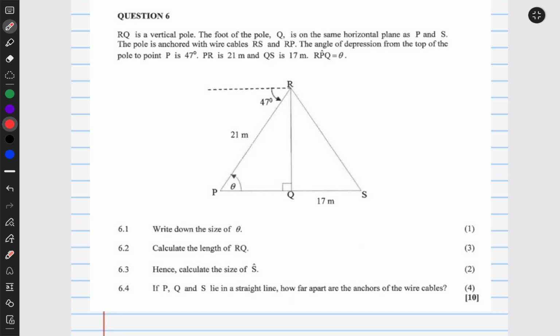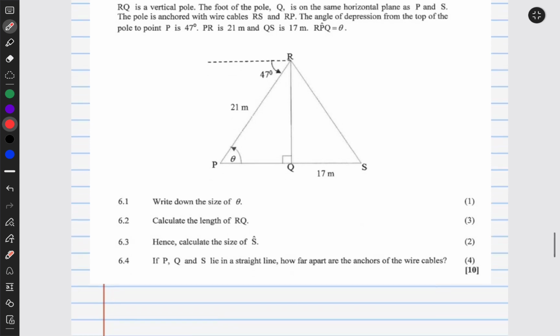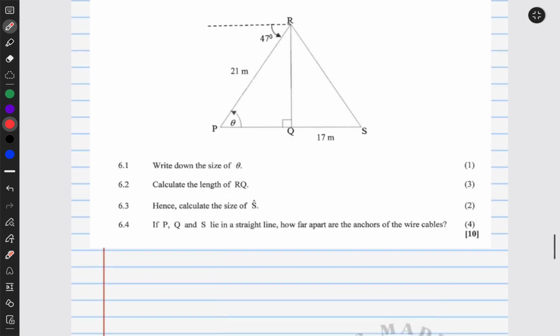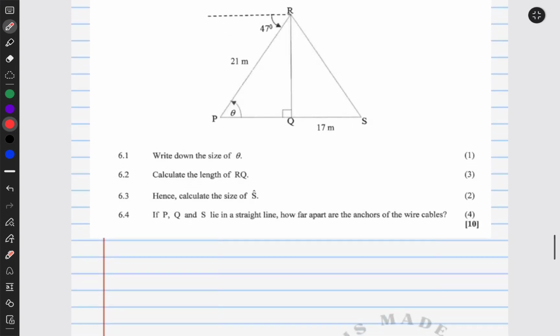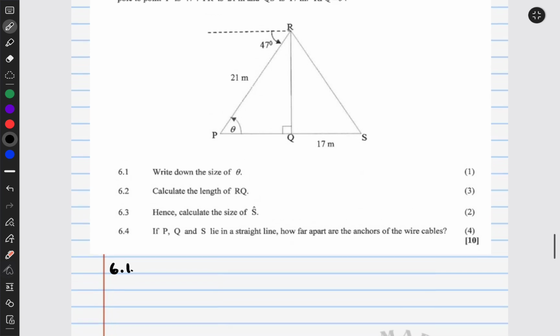PR is 21 meters and QS is 17 meters. Okay, what else are we given? Angle RPQ is equal to theta. Then we're asked to write down the size of angle theta, and it's 1 mark, so you can just read it from the sketch there.